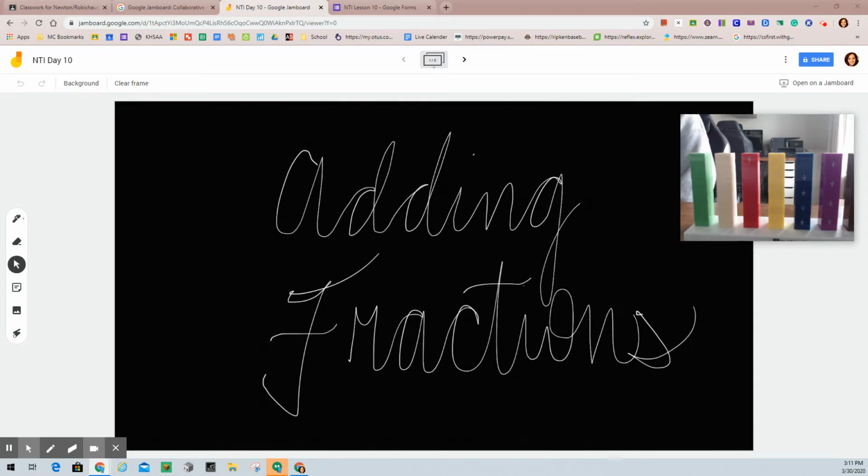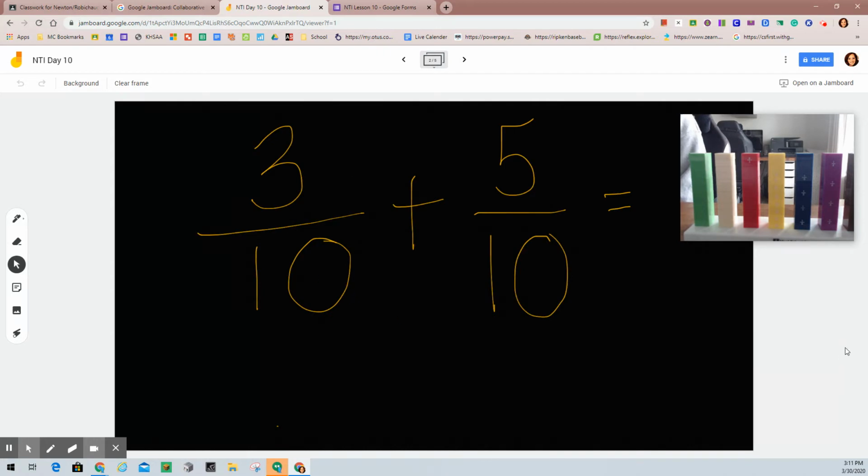Now, to set up a good basis for you whenever you go into fourth grade, for third grade, all we're going to look at is adding fractions with like denominators. Okay, it's just like we did yesterday, but this time we're adding them. All right, so for my first example, I have 3/10 plus 5/10.